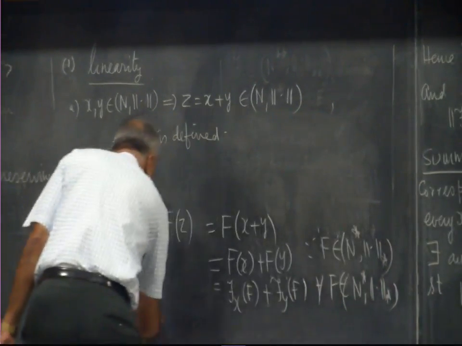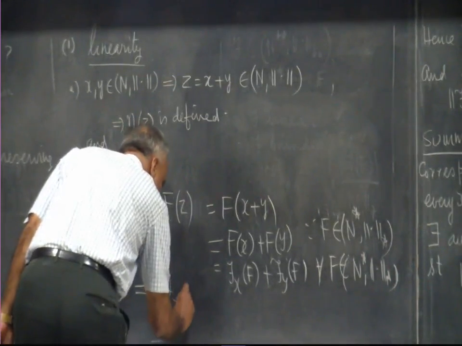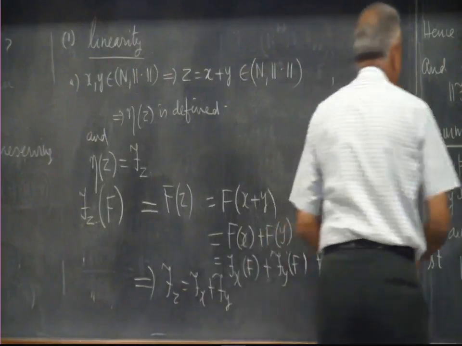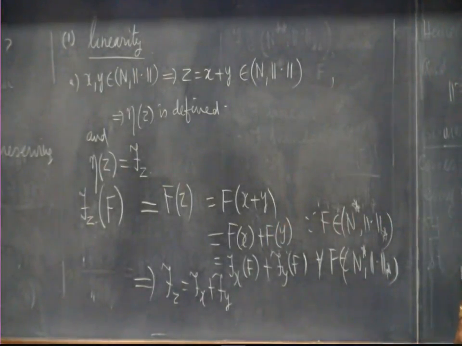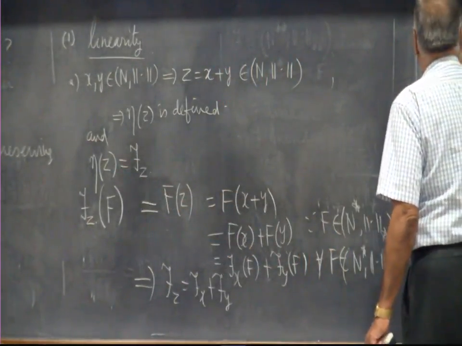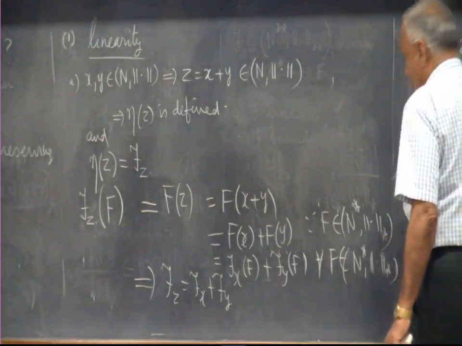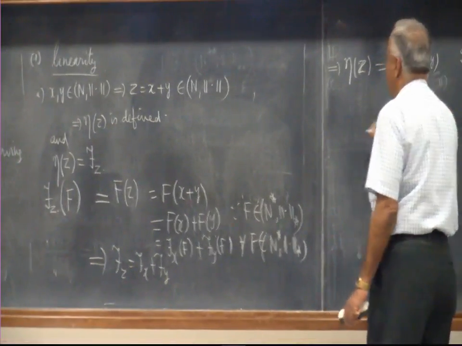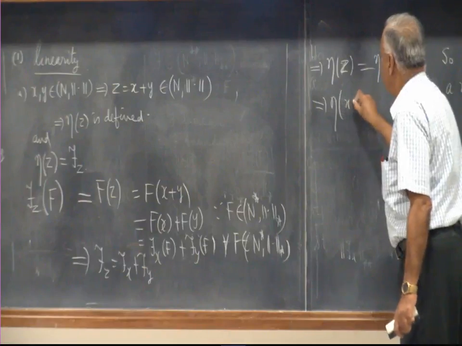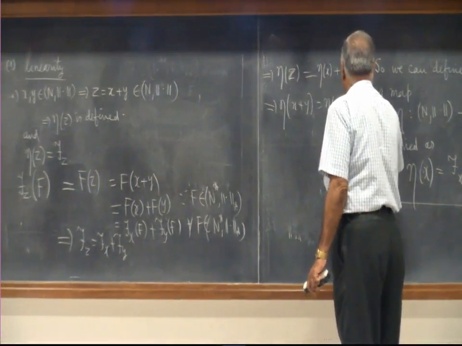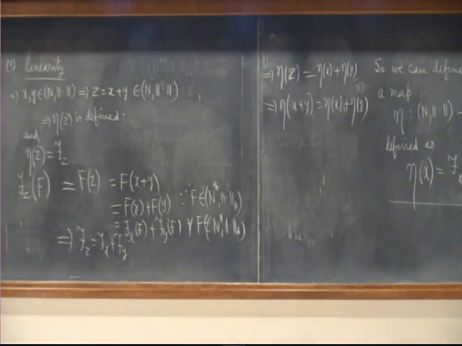and therefore fz is equal to fx plus fy. So what is fz? That is by definition eta z. And fx by definition is eta x, and fy by definition is eta y. So eta of z, where z is x plus y, eta of x plus y is eta x plus eta y. Okay. So eta preserves addition, the arithmetic is preserved.